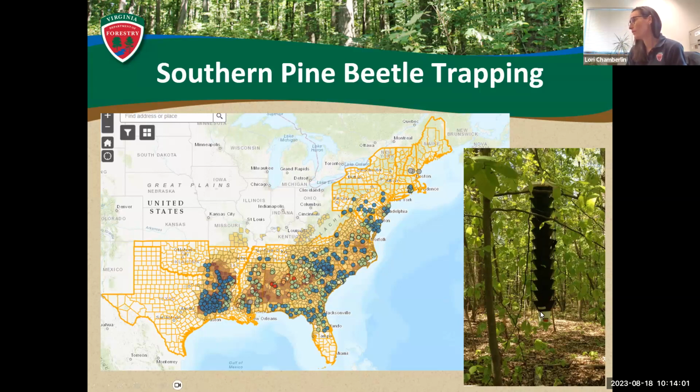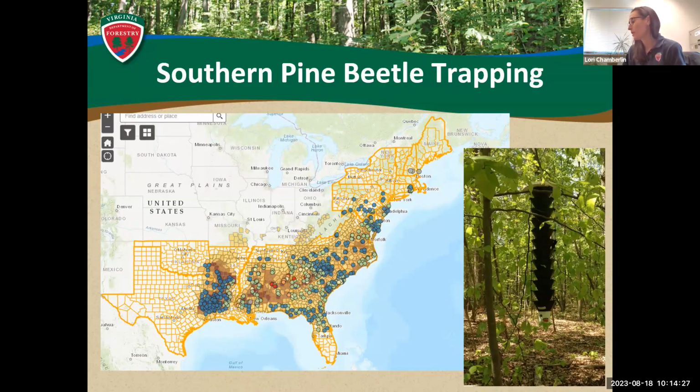Here you can see a southern pine beetle trap. It has 12 funnels that eventually lead to a collection cup on the bottom. And we attach lures to this trap that mimic the volatiles of a pine tree and also the pheromones of southern pine beetles. We leave these traps out for 4 weeks in the spring, and then we count all of the southern pine beetles that we collect, as well as another beetle, a clerid beetle, which are actually predators of the southern pine beetle.